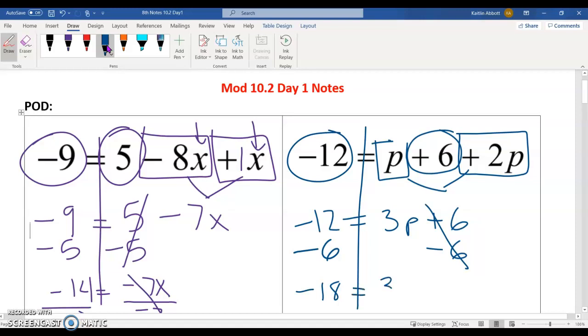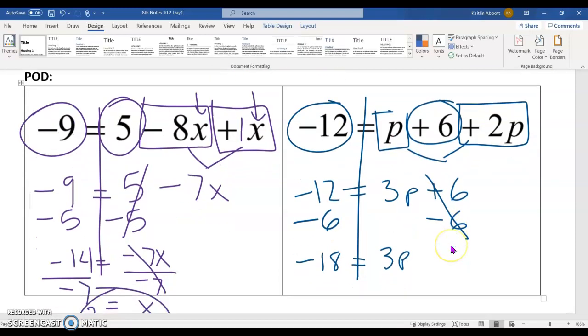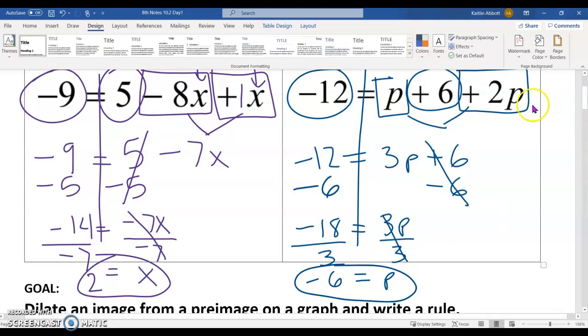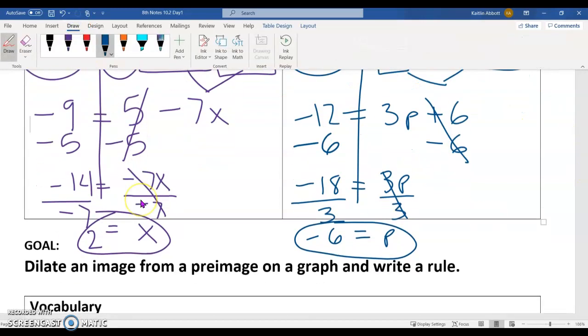Then we'll bring down this 3p, and then we got to get p all by itself. So I'm going to divide by 3, divide by 3. You're left with p over here. Those cancel out. And 18 divided by 3 gets you 6. And a negative divided by a positive gets you a negative. So it should be -6. Final answer.